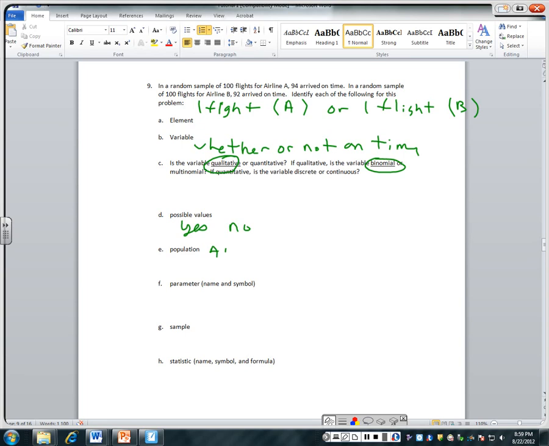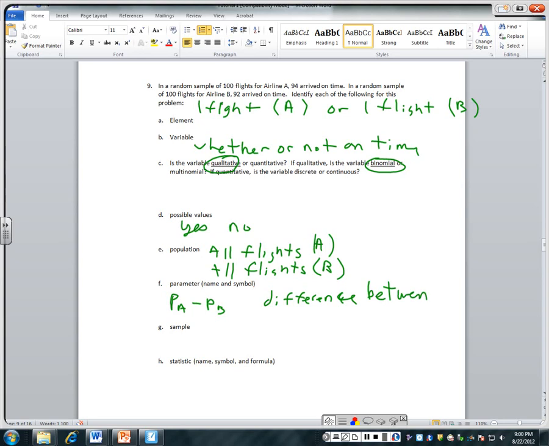Population is all flights for A, and there's really a second population, which is all flights for airline B. The parameter then is the difference between the two population proportions. What I'm going to get is the proportion on time for A and the proportion on time for B. So what we're really looking at is the difference between the two population proportions.